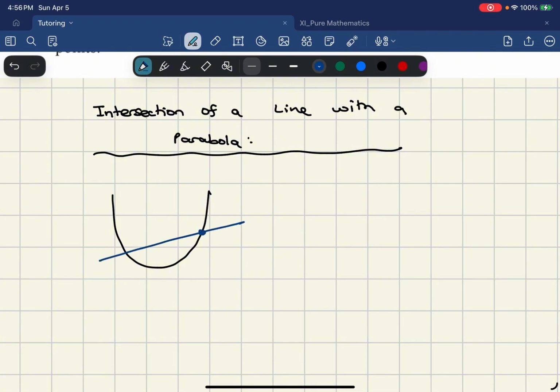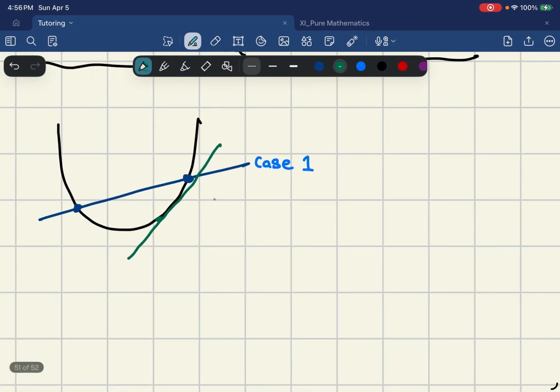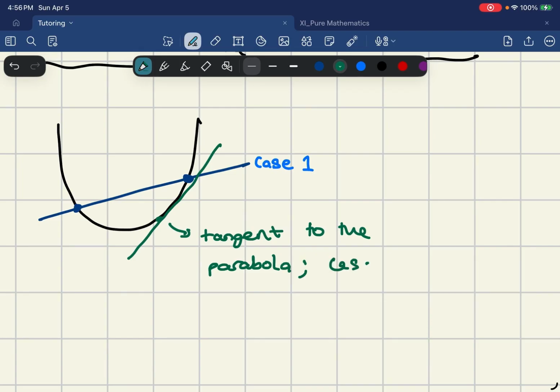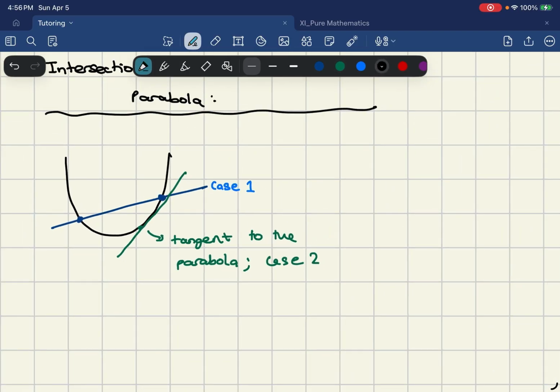One case is that we have 2 points of intersection. That is case 1. The other case is that we only have 1 point of intersection. So if a line only touches or only intersects with the parabola at exactly 1 point and then never again, this is also known as a line tangent to the parabola. So this is case 2. And it's also possible that the line never intersects the parabola at all. So maybe it never touches the parabola. So those are three cases.